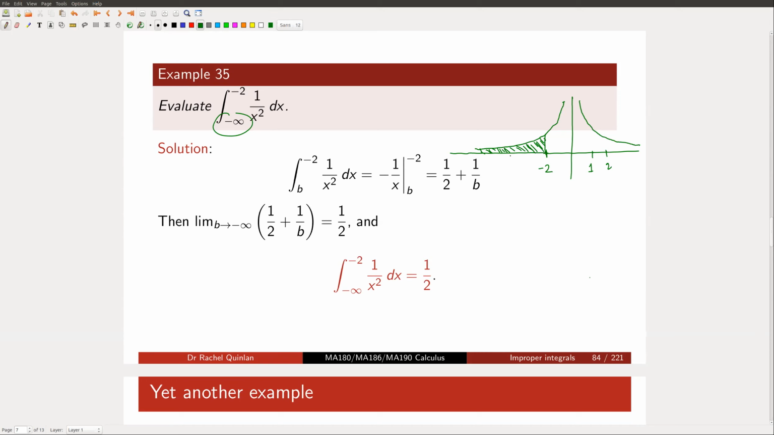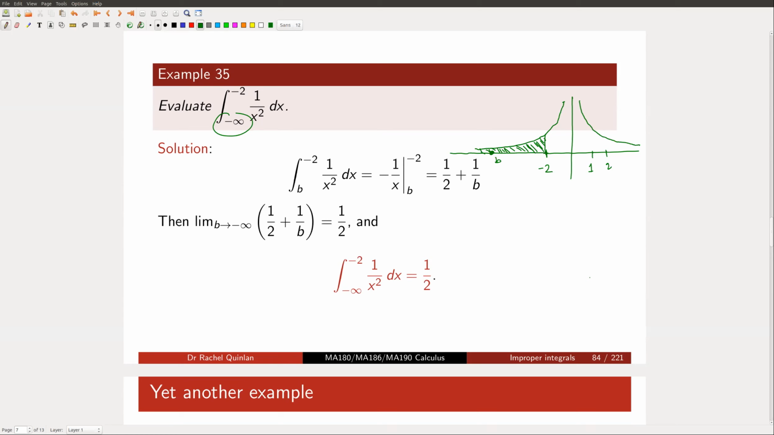Okay, the technique's the same. We can't integrate directly from minus infinity to minus 2, but we can imagine some point here, b, some negative number b out to the left of minus 2. And we can ask ourselves, well, if we were to take the integral from b to minus 2 of 1 over x squared, and then take a limit of that as b goes to minus infinity, would we be able to put a value on what we get? So the technique is exactly the same.